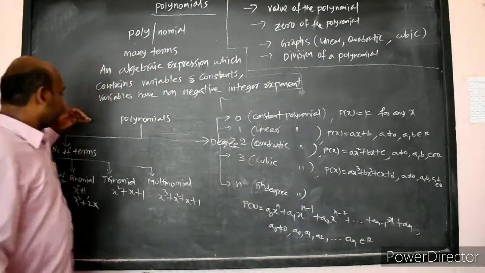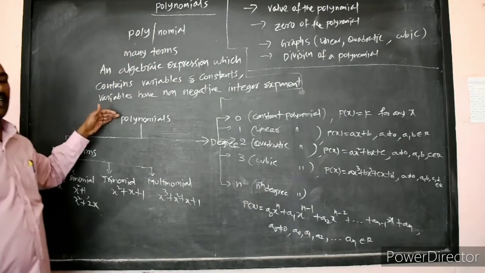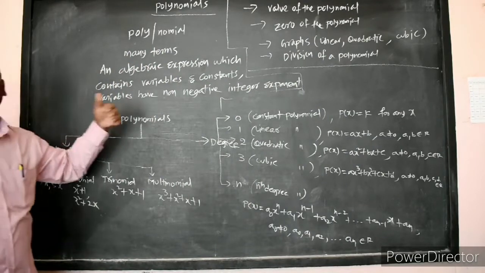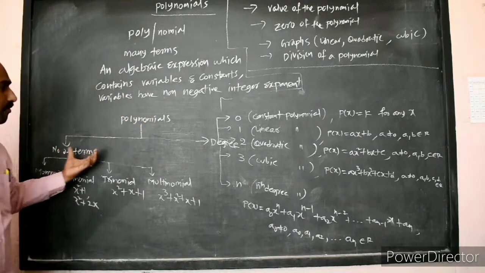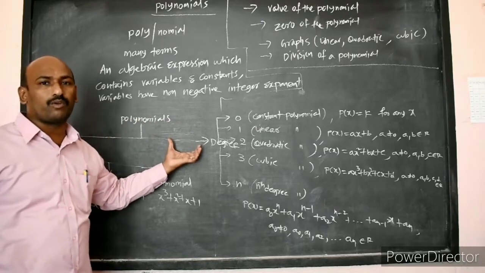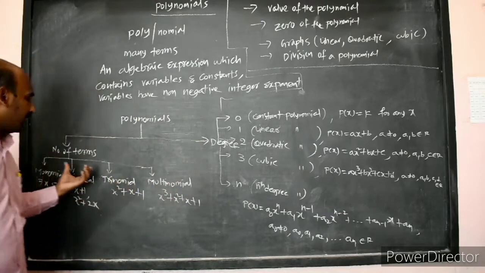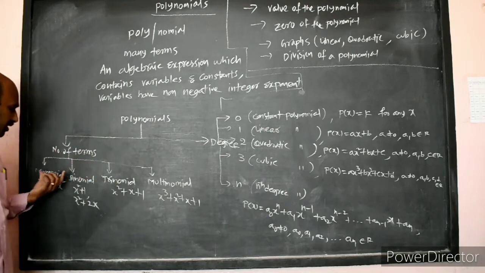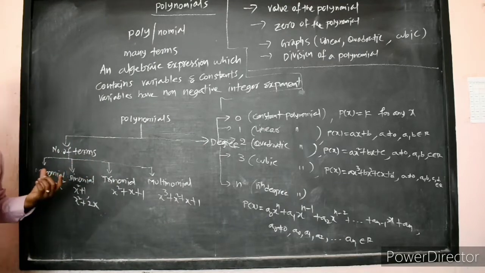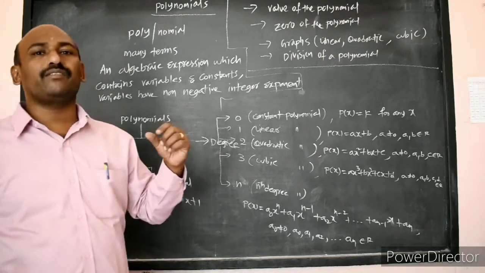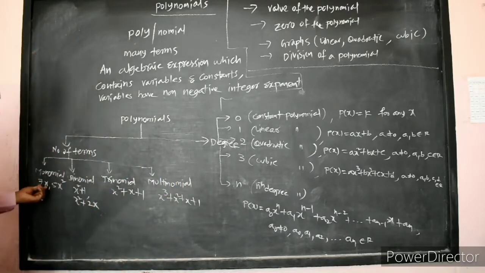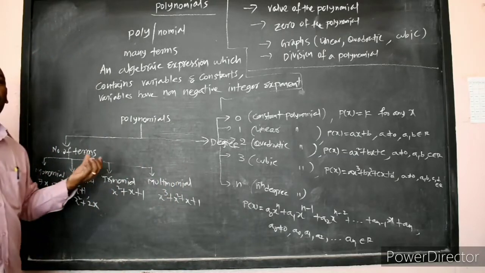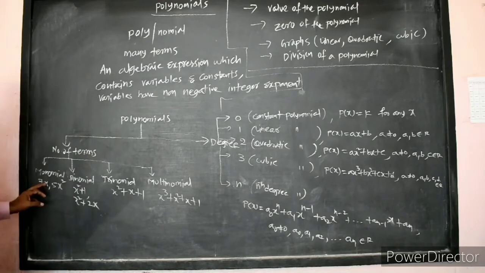Polynomials can be classified based on the number of terms and the degree. If you go with the number of terms, where only one term is there, then we call it a monomial. For example, 7x, 5x square: only one term is there. Here x is a variable and 7 is a multiple.